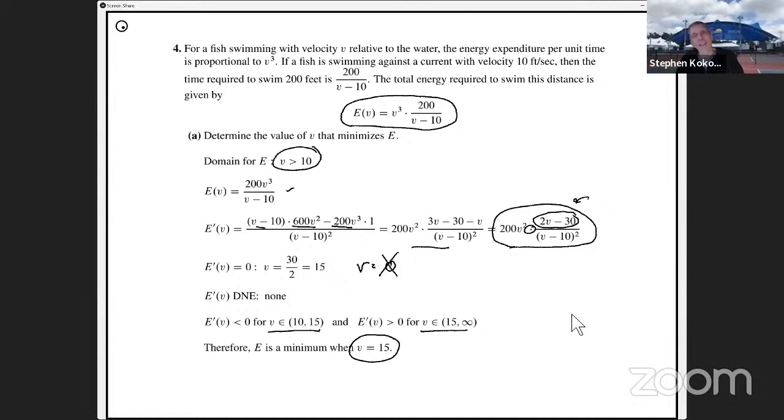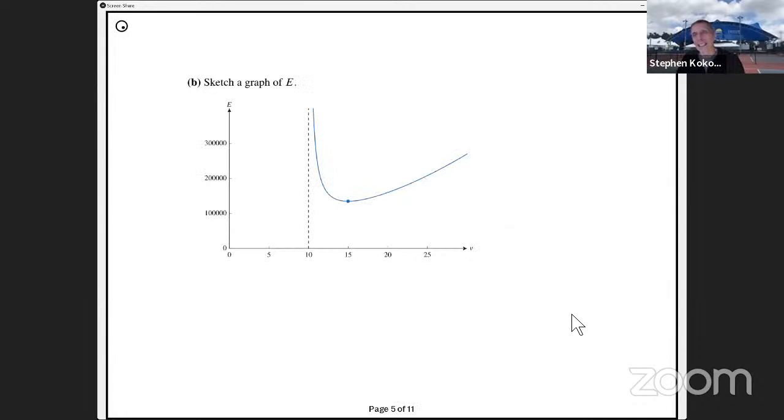But it turns out that swimming at 15 feet per second minimizes the expenditure of energy, which is pretty cool. Well, you know, Curtis, you know me, sometimes I like to confirm some of this graphically. And so what I did is I tried to sketch a graph of E, and here it is. So we know that the domain is V greater than or equal to 10.